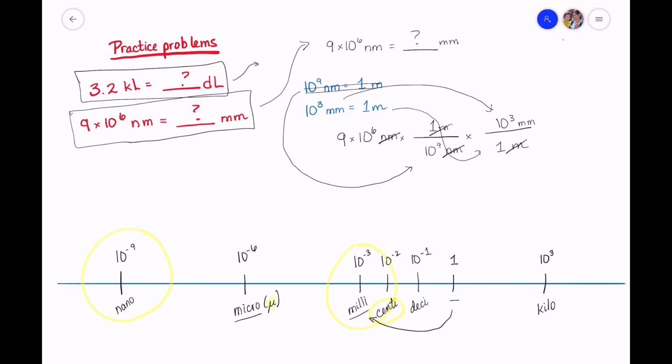Now I'm at millimeters, which is exactly where I want to be. So at this point, I'm going to multiply across the top and the bottom. So I have 9 times 10 to the 6 times 10 to the 3rd millimeters over 10 to the 9th. Now, that's just 9 tens on the top and 9 tens on the bottom, so those all cancel out, and I'm left with 9 millimeters.